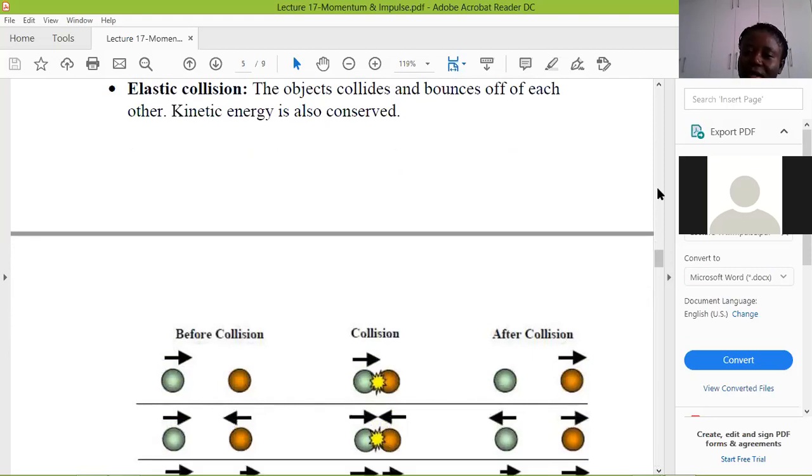What are elastic collisions? Elastic collisions are collisions where the kinetic energy is conserved. So when the objects collide, they bounce off. They don't stick to one another. They bounce off each other, so they don't come together. Either one stands still, or it goes in its direction, or it changes direction.